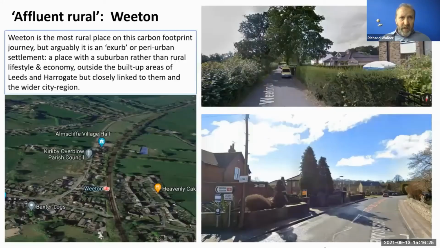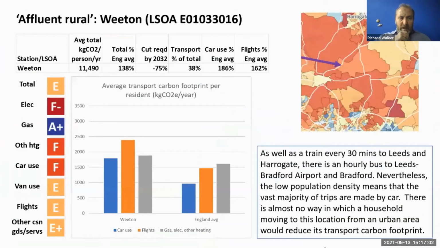Why? The final area I want to bring in is Weeton, which is the station in the rural area between Leeds and Harrogate. It's the most rural area on this journey, and I want to make the argument that it's actually a kind of peri-urban settlement. It's not really a farming community. It's an area in the countryside where people are living a suburban lifestyle, which is closely linked to the city region economy as a whole. That's the kind of environment people are living in, the kind of houses people live in. Let's have a look at what the carbon calculator says about them.